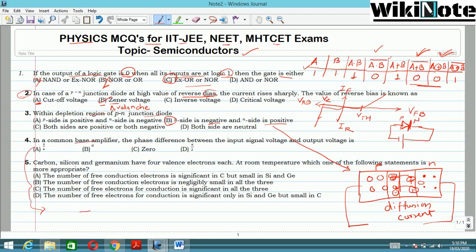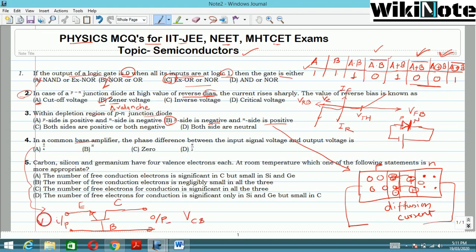Common base means you should remember one technique to remember this. Suppose this is my NPN transistor. It has three terminals: emitter, collector, and at the bottom the base. Now see, my dear friends, if I am providing input to this side and taking output from this side, always keep in mind input is in the form of voltage, output is also in the form of voltage. So input voltage is applied across the emitter and base junction, and output is taken across the collector and base junction.